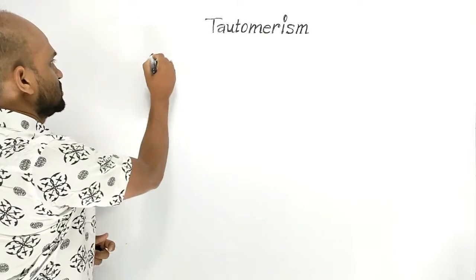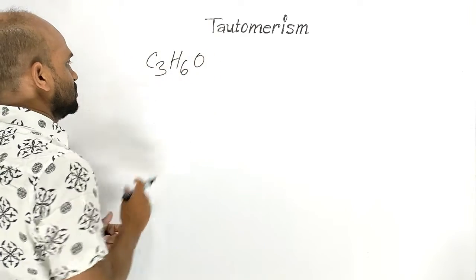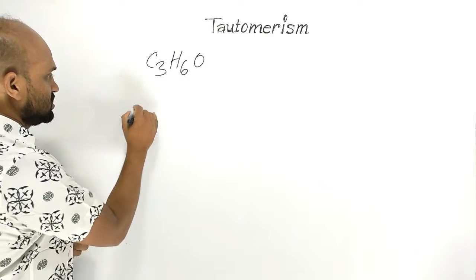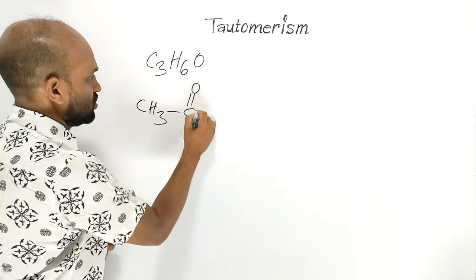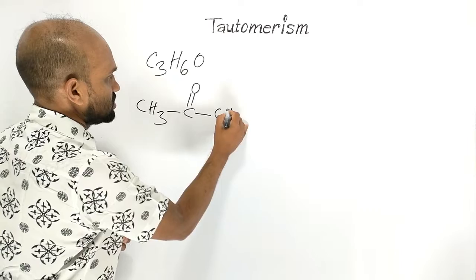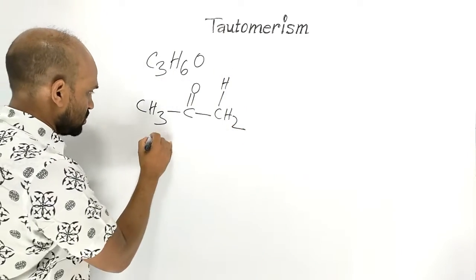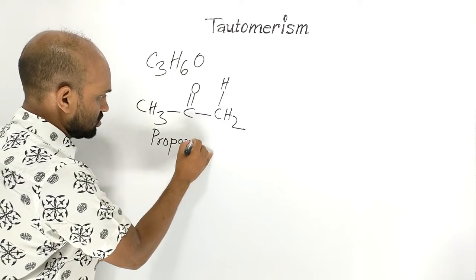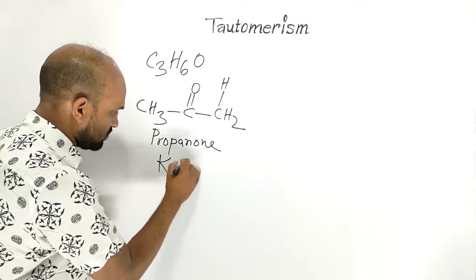Let's see one example. Molecular formula is C3H6O. One tautomer is CH3COCH3. This is propanone. This is called keto form.